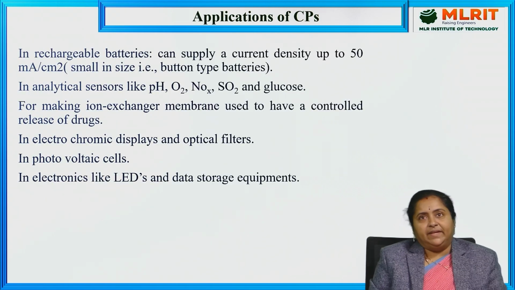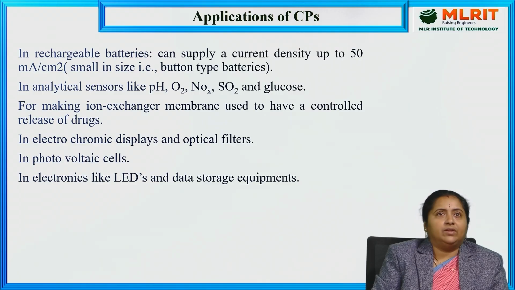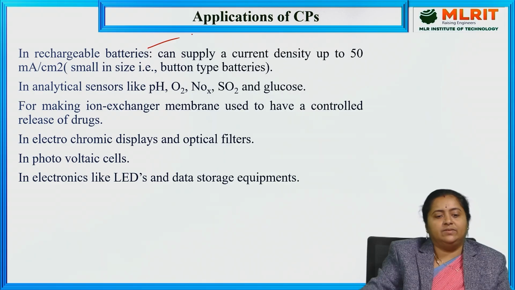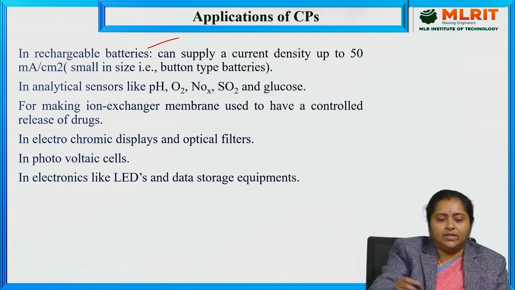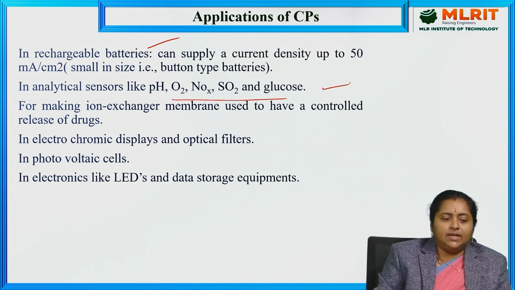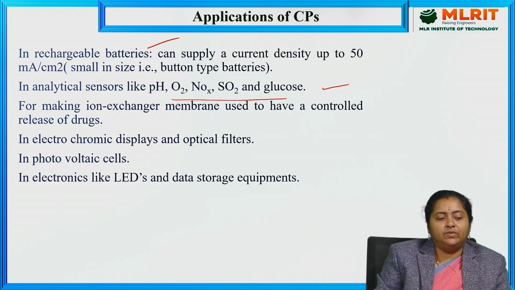And coming to the applications of conducting polymers, these have a lot of applications. Among those, a few are mentioned here. In rechargeable batteries, these are used as a source for supplying a current density up to 50 milliamperes per centimeter square, in very small batteries like button type batteries. And in analytical sensors like pH, O2, oxides of nitrogen NOx, SO2, and also glucose. These are analytical sensors which are very useful for testing glucose levels in blood samples.